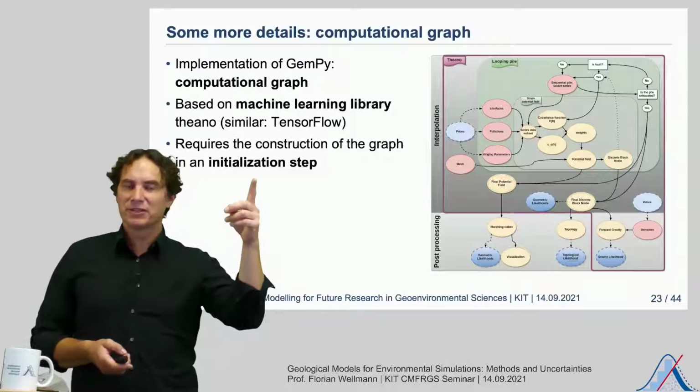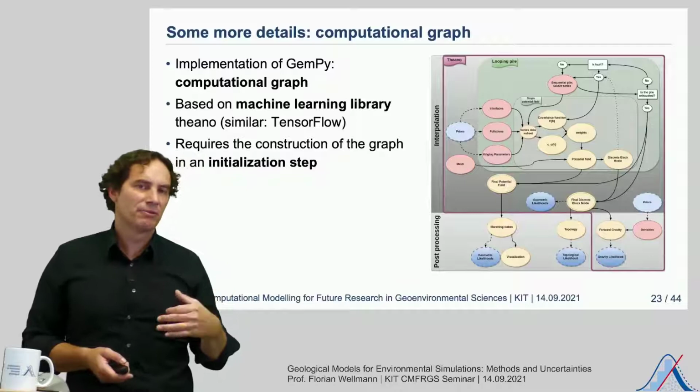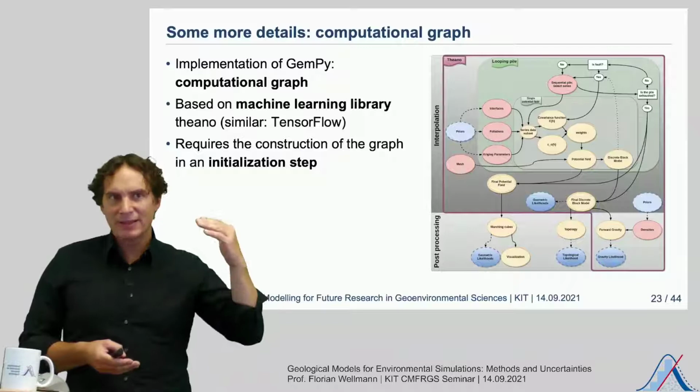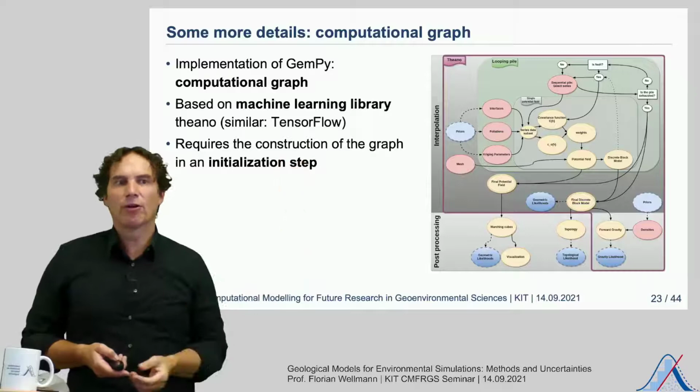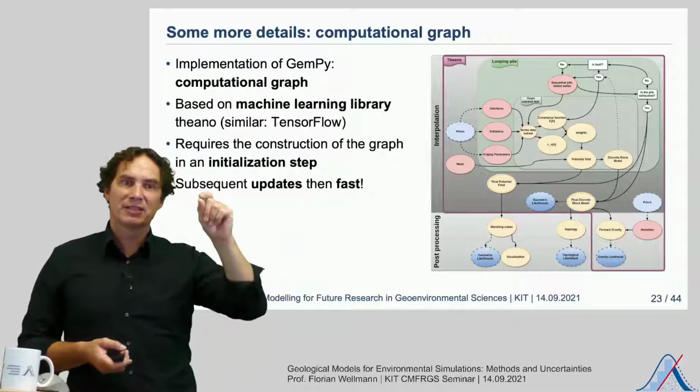However, it requires the construction of this graph, and this is done in an initialization step. And if you use GEMPI, this is something which you realize takes some time. It can be a bit surprising at the beginning. But what happens in the end is that in the first step, when you construct your model and you set up your model structure, you have to initialize this graph in this machine learning core. However, once you've done this, the updates are very fast. And you've seen this before with this screencast. So you move one point, you directly get this update of your model in 3D.